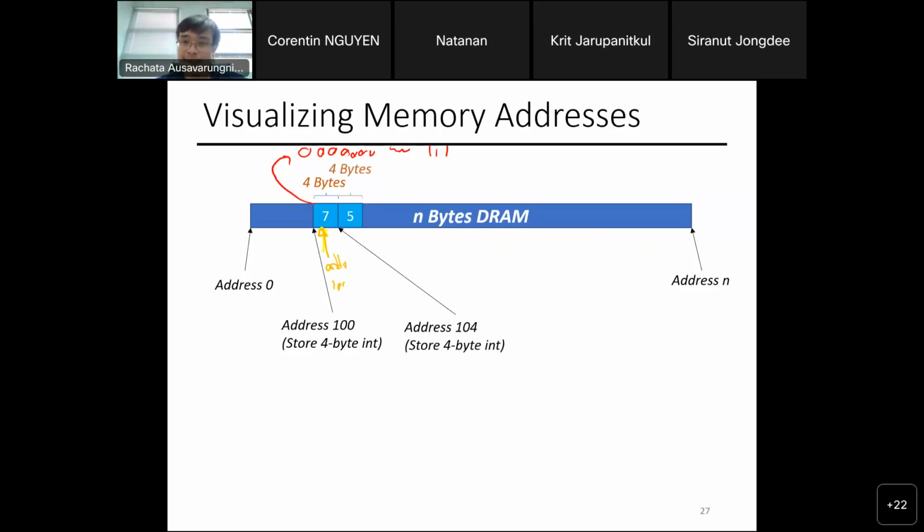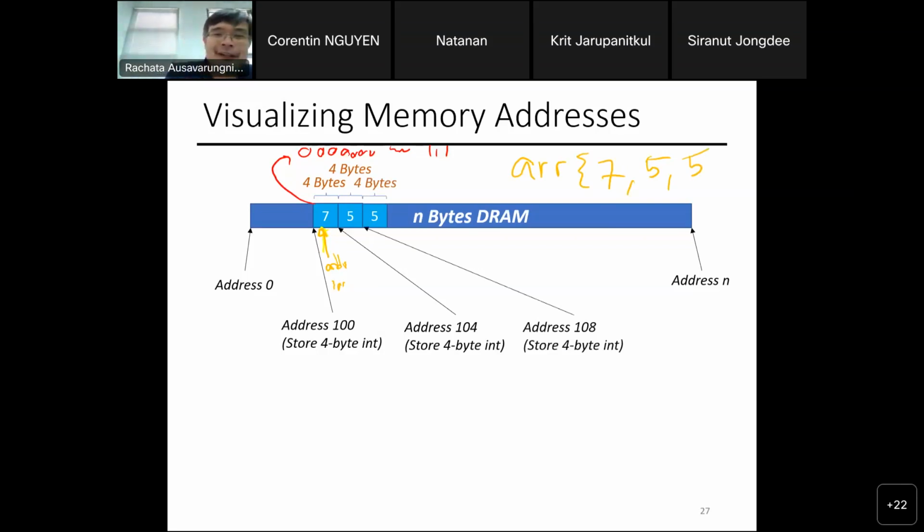Again, 4 bytes, right? So if I have another number 5 in there, now let's say my array is basically this, right? The array is 7, my bad, 7, 5, and then 5, right? Then you put next to it array 10, address of 108, another 4 bytes, right? Any questions so far on how addresses work? This is basically how addresses work.